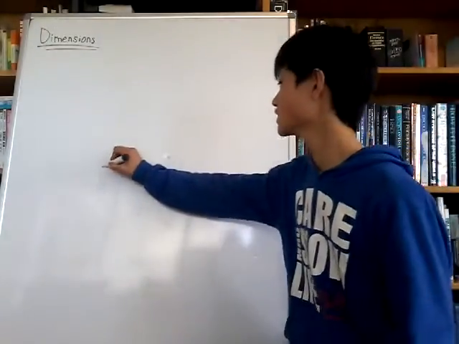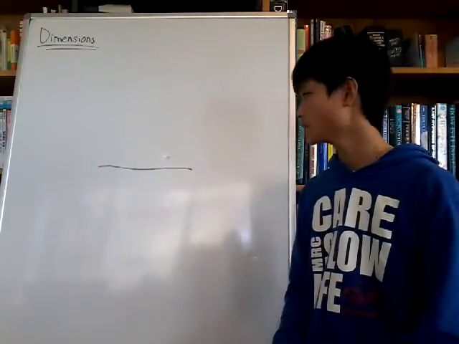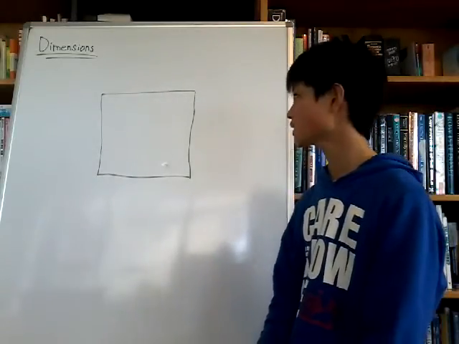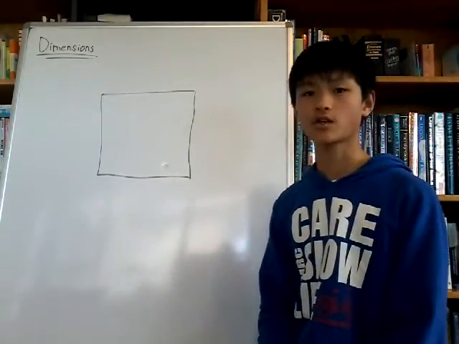The first dimension line has no width, no depth. It only has length. So you can only move left or right. A two-dimensional plane has a bit more freedom than the one-dimensional line, since it has width and length, but still does not have depth, so it cannot overlap.